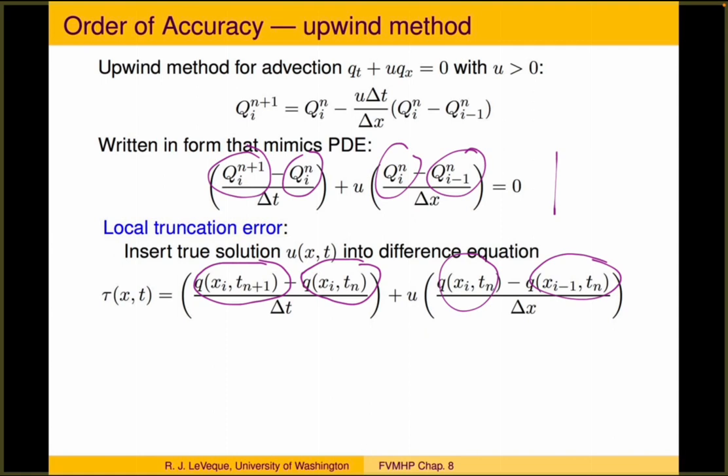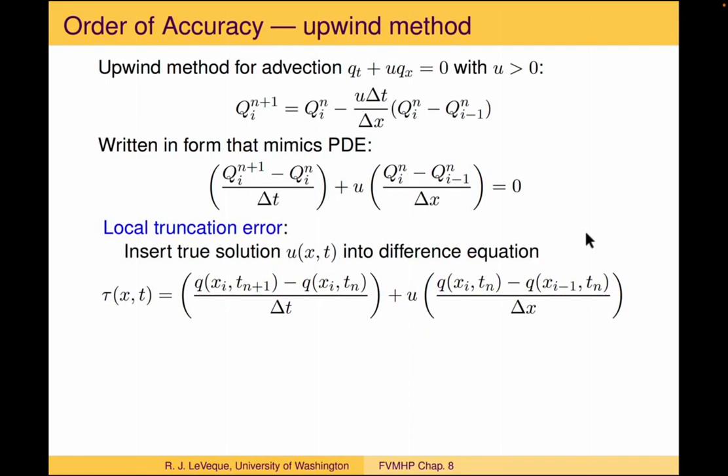When we put the true solution of the differential equation into this difference equation, we no longer get 0. Setting this to 0 is how we defined our numerical method. But if we insert the true solution in there, we don't get 0. Instead, we get something that we call the local truncation error, tau, which is a function of the particular point. This should be tau of xi comma tn if I'm evaluating it at these points.